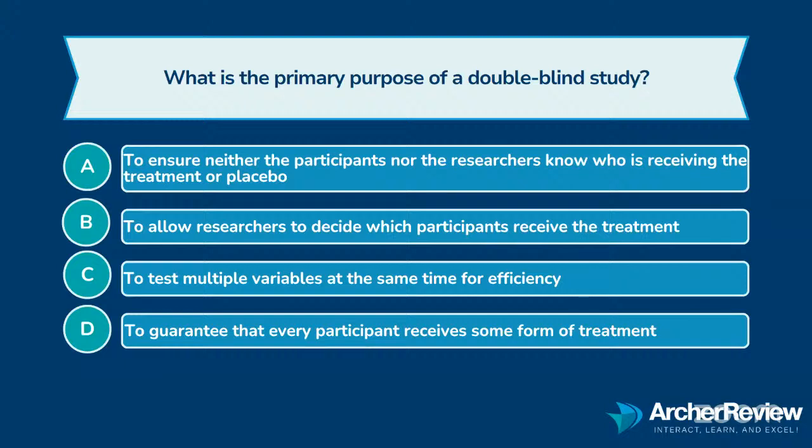And then D, to guarantee every participant receives some form of treatment. No, when participants agree to a situation like that, they're fully aware that they might get a placebo. And that's just them being altruistic and choosing to participate, or maybe they're getting paid to participate. That happens sometimes too.